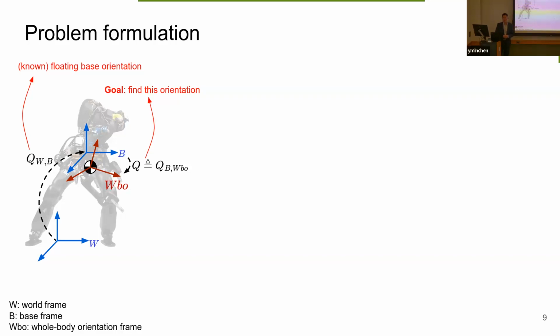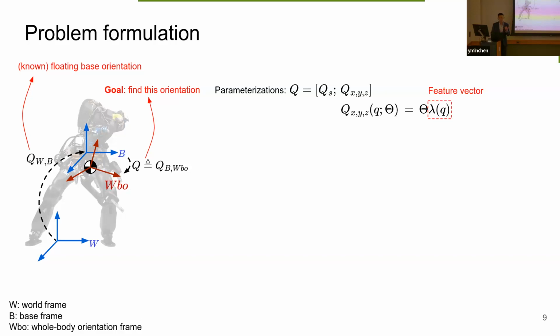I use Q here because I represent this orientation via quaternion. The quaternion has 4 elements, and we parameterize it using a pretty standard approach. We use a feature vector. Specifically, we parameterize only the last 3 elements of this quaternion, and we recover the first one using the constraint from the unit norm of the quaternion.